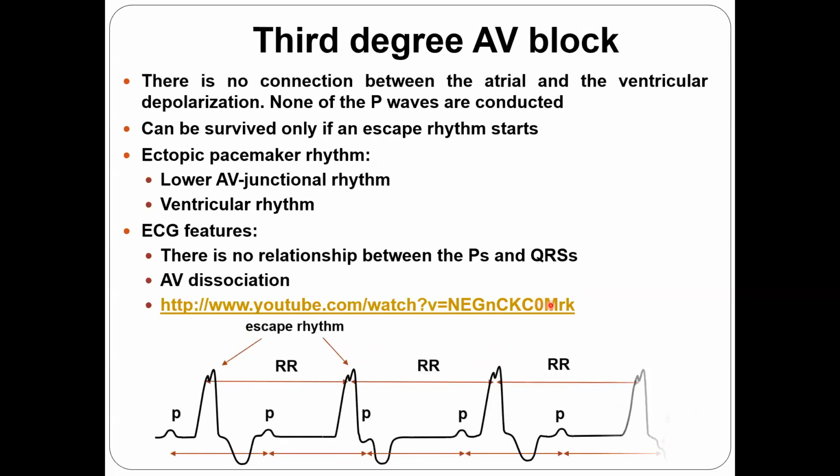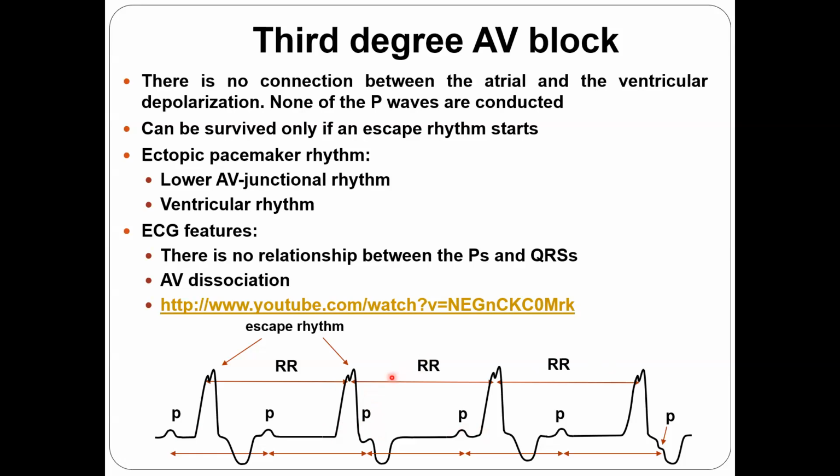Third degree block is a very simple one. It's rhythmic. How can you judge it? Basically, you do see P waves and the P is coming on time. However, there is no connection between the P and the QRS complex. You could assume that maybe the PR distance is changing, getting longer and longer, and after that it's not conducted. But this is completely arrhythmic, and the RR interval is constant.